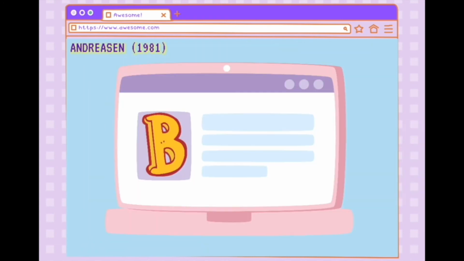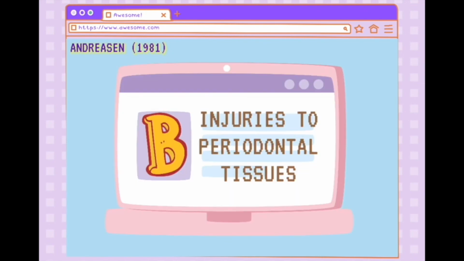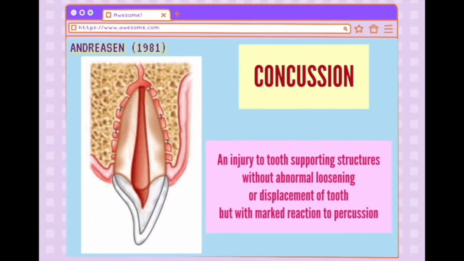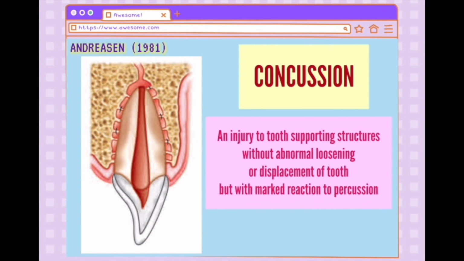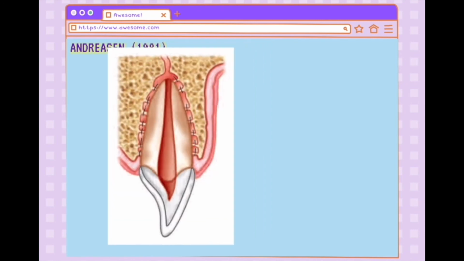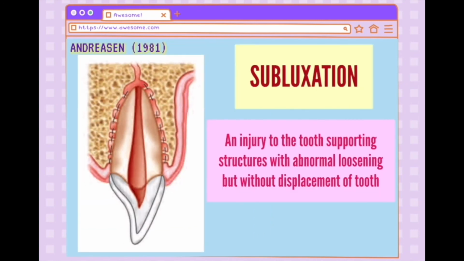The second category is injuries to periodontal tissues. The first one is concussion, an injury to tooth-supporting structures without abnormal loosening or displacement of tooth but with marked reaction to percussion. Subluxation. It is an injury to the tooth-supporting structures with abnormal loosening but without displacement of tooth.